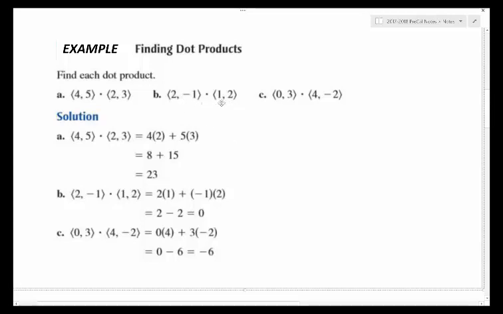So the next one, 2, negative 1 with 1, 2. 2 times 1 is 2. Negative 1 times 2 is negative 2. 2 minus 2 is 0. For the third one, 0, 3 with 4, negative 2. 0 times 4 is 0, and 3 times negative 2 is negative 6. 0 minus 6 is negative 6. Our dot product, remember, is a numerical answer.